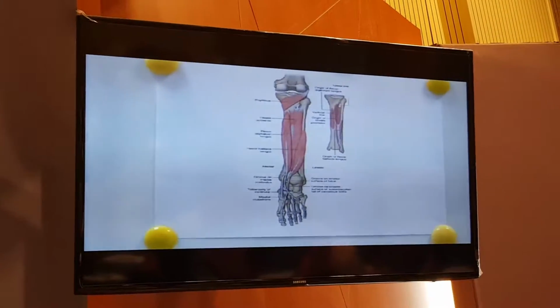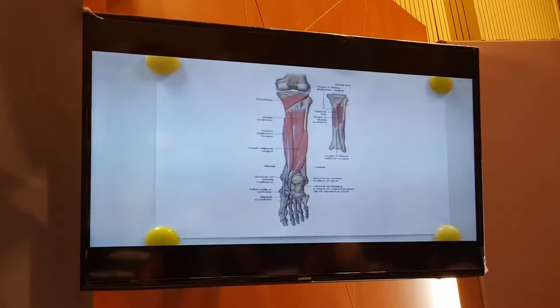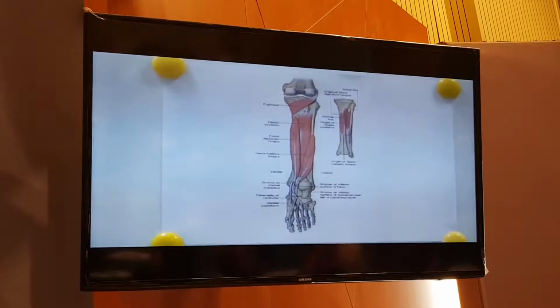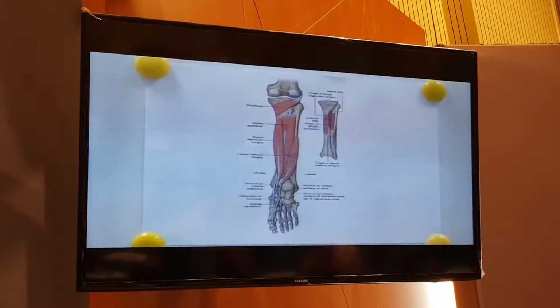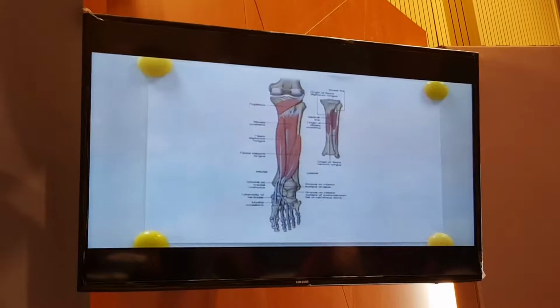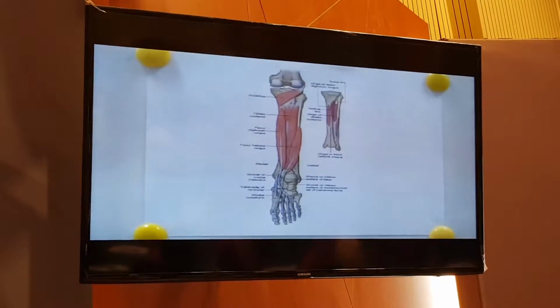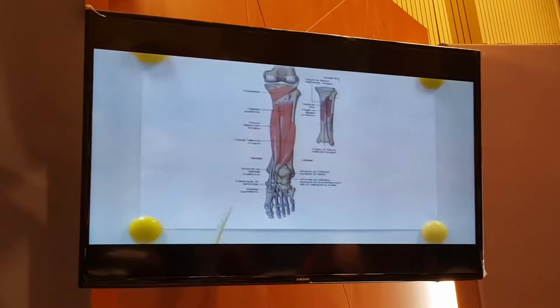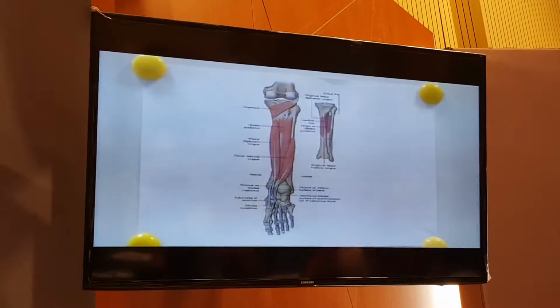Now we are going to talk about the posterior compartment of the leg. The posterior compartment of the leg is again subdivided into deep and superficial. First, the deep structures of the posterior compartment of the leg.